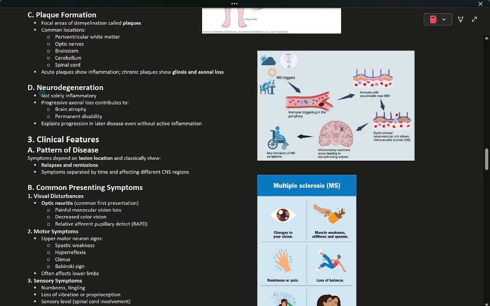Alright, and then finally we have neurodegeneration. So, regarding this process, it is not solely inflammatory, but the progressive axonal loss will contribute to brain atrophy and permanent disability. So this explains progression in later disease even without the active inflammation.